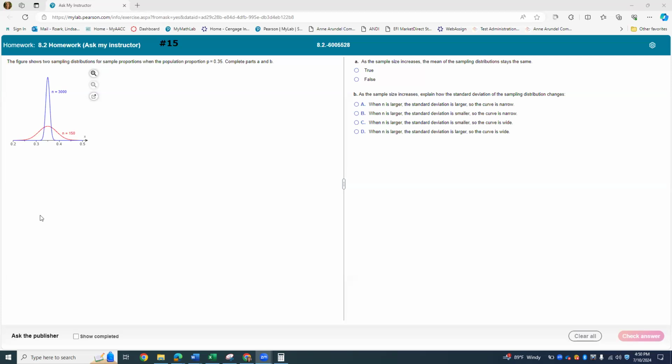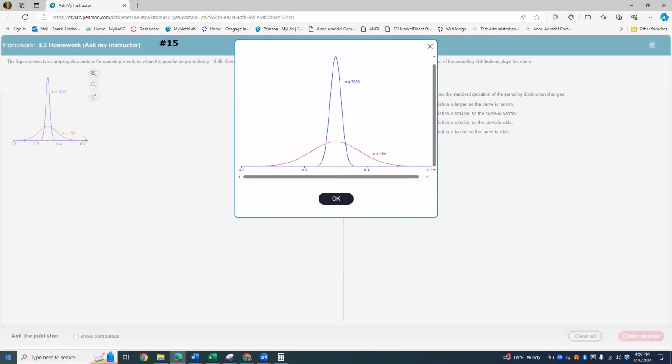So lastly, this one says, the figure shows two sampling distributions for sample proportions when the population proportion is p equals 0.35, complete parts A and B. They labeled these graphs. There are two normal-ish looking curves, n equals 150 and n equals 3000. Before we even look at the questions, I just want to make sure this makes sense to us, what we're looking at here. This is what we're talking about. We're going to build a sampling distribution. We're taking repeated samples of size 150 for the red curve, and 3000 for the blue curve.